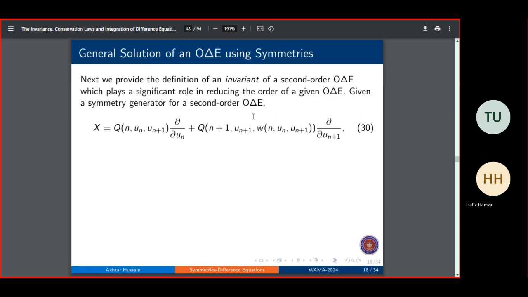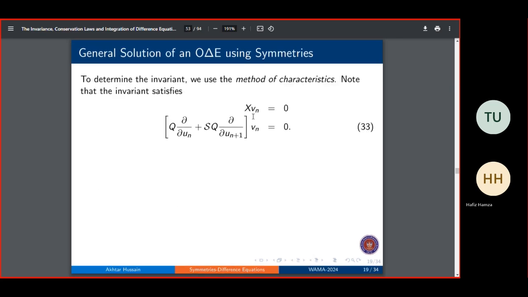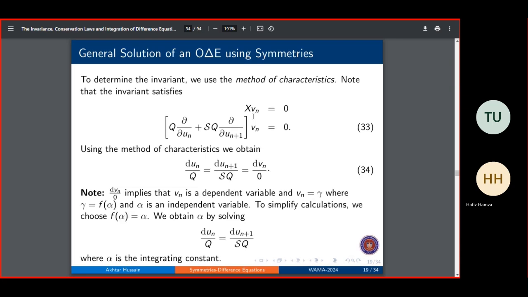Next, for the reduction purposes, we have the symmetry generator, and we consider an invariant that satisfies this invariant condition. From the invariant condition, we can use the method of characteristics that is given in 34 to find the invariants, and these invariants can reduce our original equation by an order.